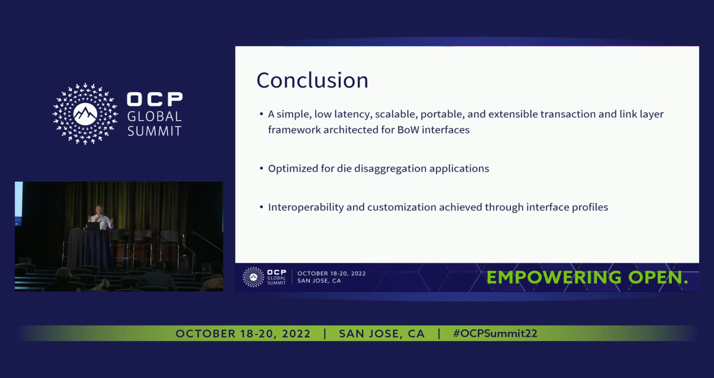Today we've introduced a lightweight transaction and link layer specification for BoW interfaces that is simple and has low latency. The framework we described is scalable, portable, and extensible, making it suitable for a wide variety of die disaggregation applications. Finally, interoperability and customization are achieved through the definition of standard and custom interface profiles, allowing system designers to optimize their die-to-die interface implementations to meet specific system requirements.